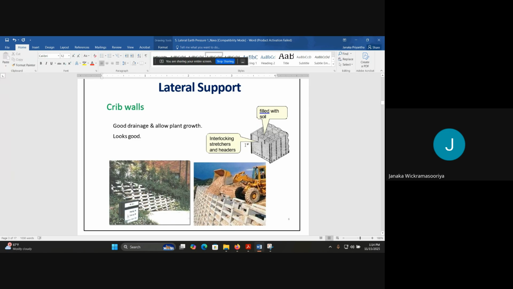The cribs were interlocked between each other with stretchers and headers, and that is filled with soil. They give good drainage and allow plant growth, and you can see how the plants have grown. Right?